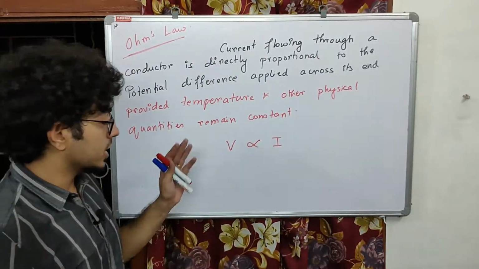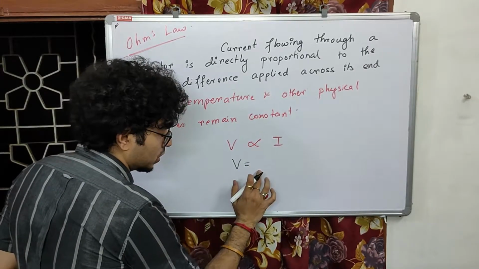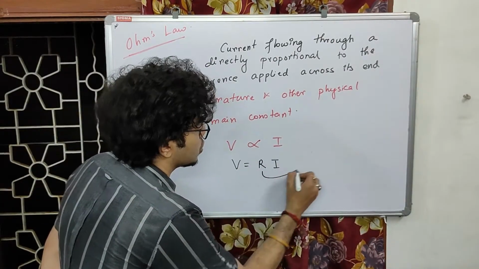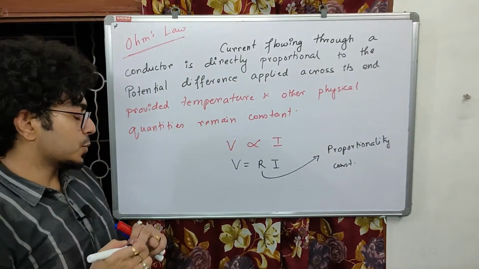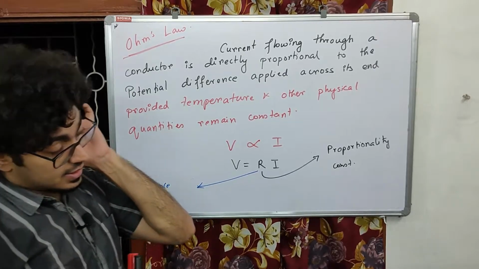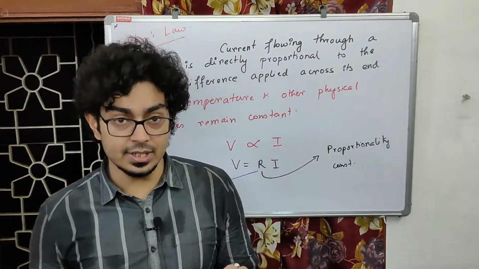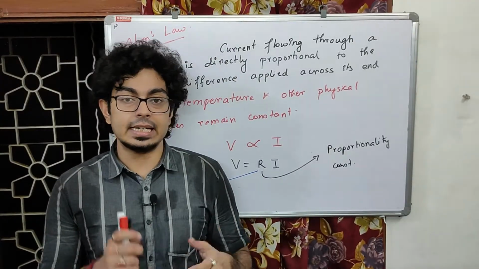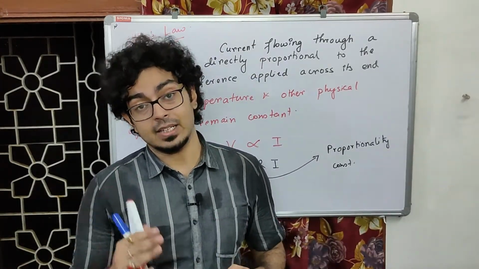So V is proportional to I. To write an equals sign, I have to put a proportionality constant. So here R is the proportionality constant, and this proportionality constant is referred to as resistance. So what is resistance? Resistance is a general opposition, or general hindrance, offered to the circuit while the current moves through it. Hindrance means a slight opposition is experienced by the current, and that is called resistance.